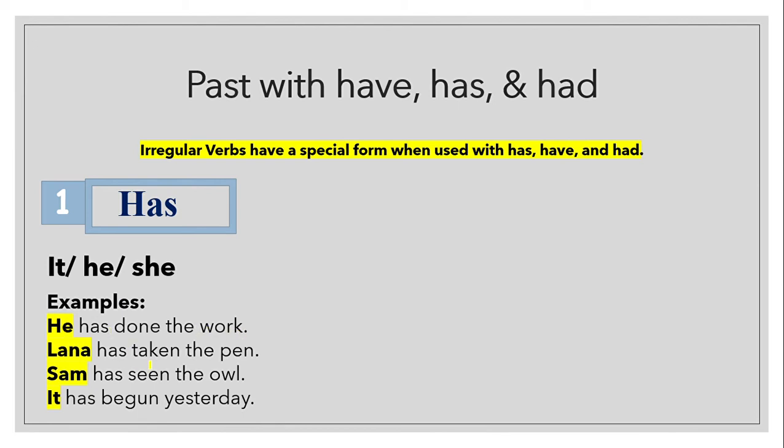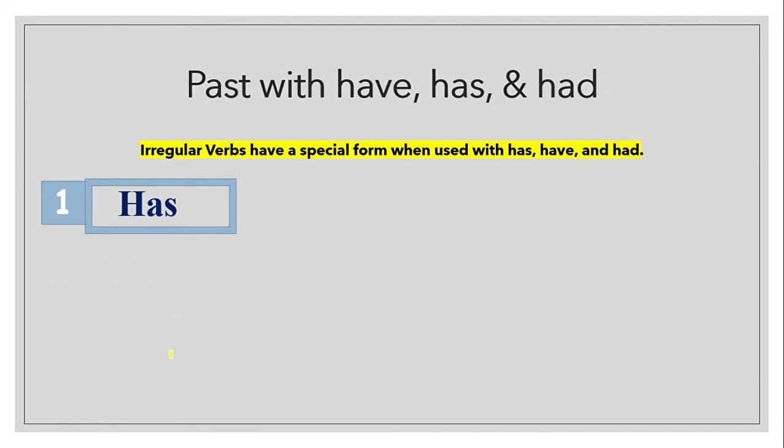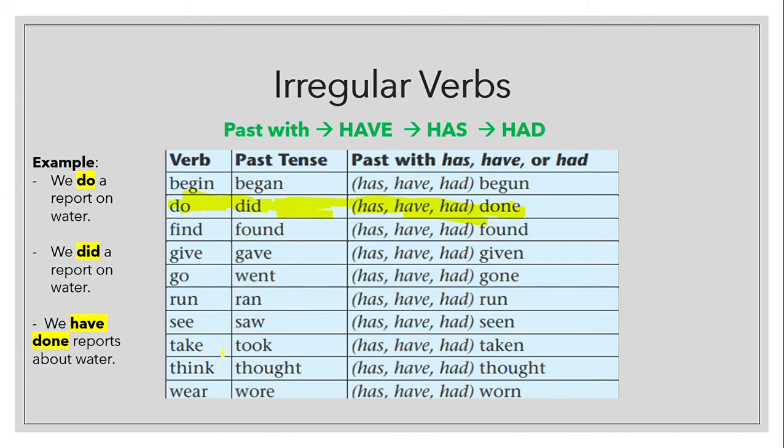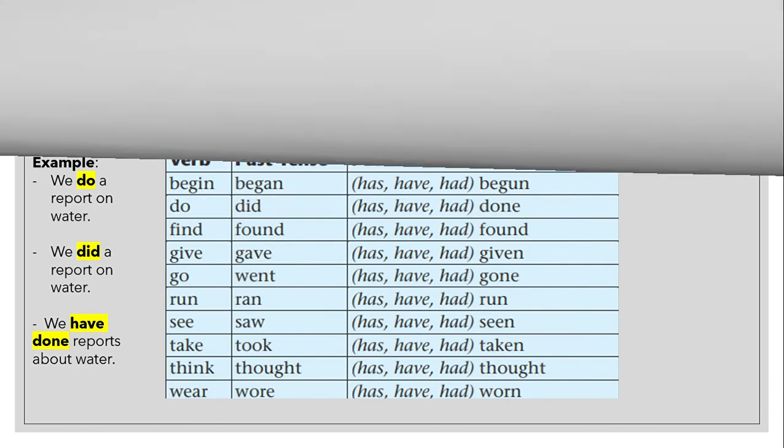Lana has taken the pen. Why taken? Let's get back to the table. We have take, took, taken. Taken is the one with has, have, and had, not took. Took is just the past of take. But if in the sentence we have has, have, and had, we choose taken, or write take.